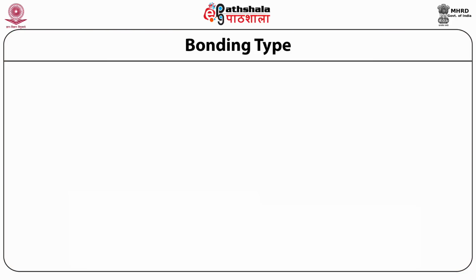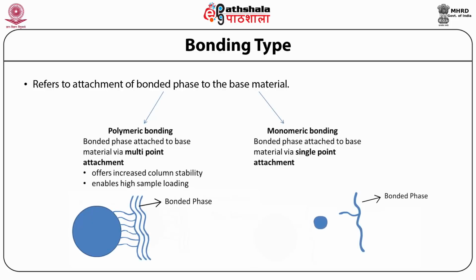Bonding type. Bonding type refers to attachment of bonded phase to the base material. There are two types of bonding, polymeric bonding and monomeric bonding. In polymeric bonding, the bonded phase is attached to base material via multi-point attachment. It offers increased column stability and enables high sample loading. In monomeric bonding, the bonded phase is attached to the base material via single point attachment.